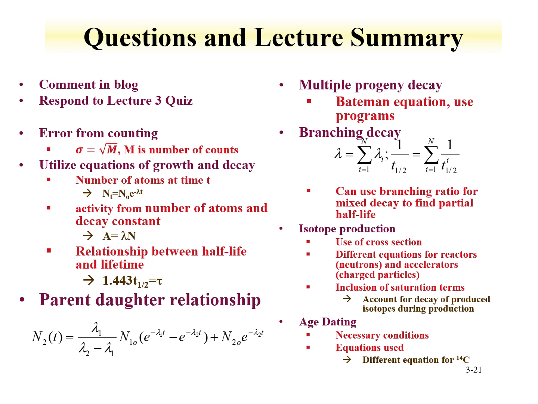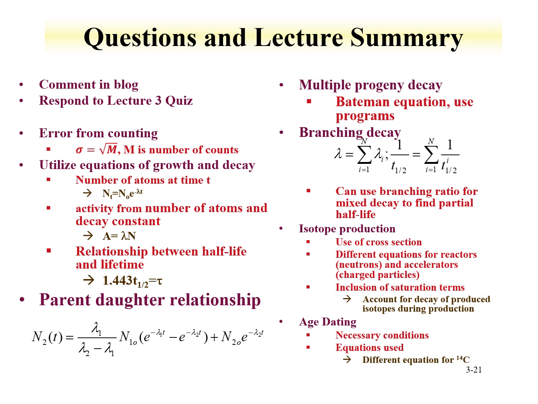So for instance, with bismuth-212, which decays by alpha and beta, the data shows a half-life for bismuth-212. You can use that to determine a decay constant for bismuth-212. However, the partial half-lives or the partial decay constants for the alpha decay and the beta decay are based upon the branching ratios. For isotope production, you should be able to use cross-sections for isotope productions and understand there are different equations for reactors and accelerators. And you should be able to include the saturation term that accounts for the decay of produced isotopes during production.